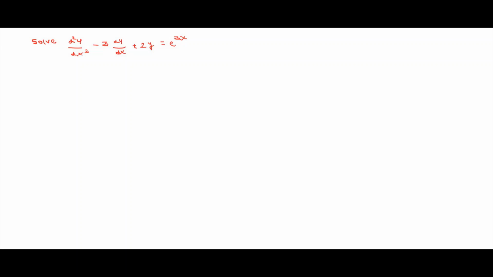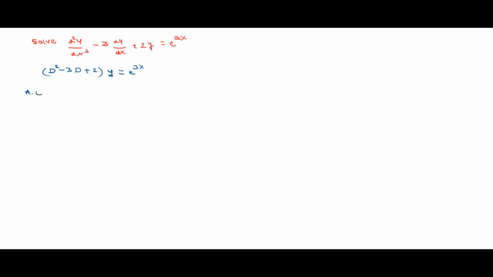In this case also, first I will write the given equation as d square minus 3d plus 2, bracket complete, y is equal to e raised to 3x. Here the right hand side is e raised to 3x, which means we have to find the particular integral.